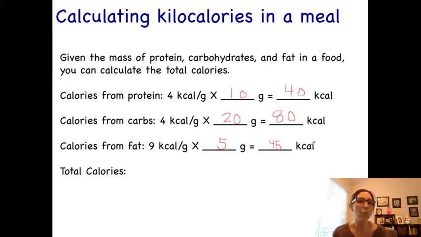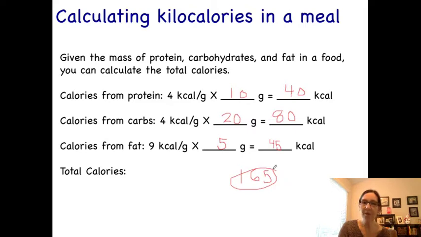Now, if I want to figure out how many total kilocalories there are, I simply add the kilocalories from protein, the kilocalories from carbs, and the kilocalories from fat. And I get the total 165. So this means there are roughly 165 kilocalories in that granola bar.